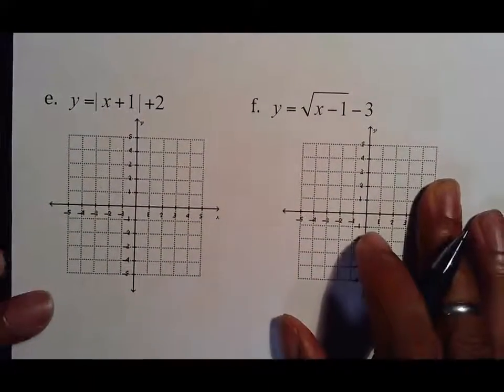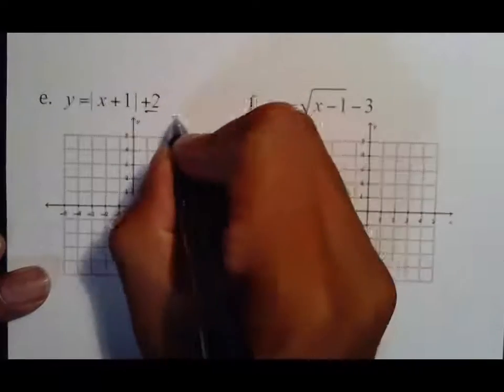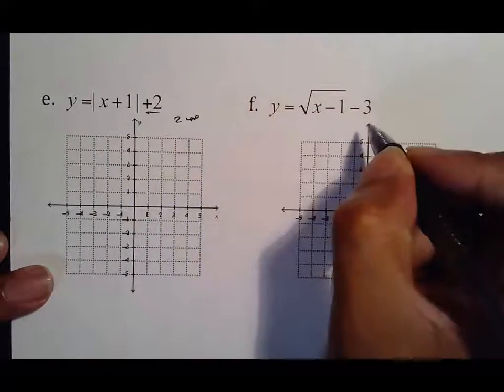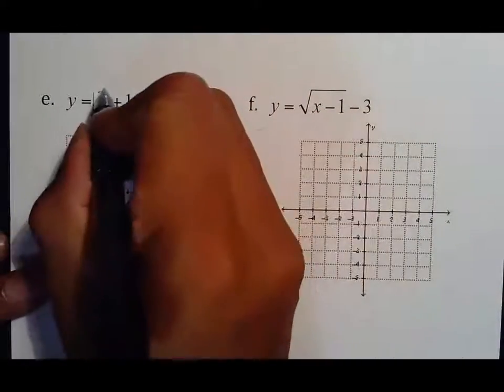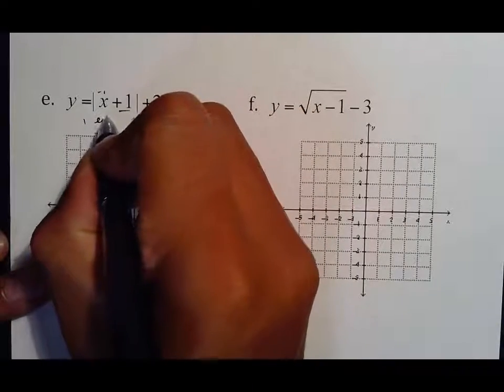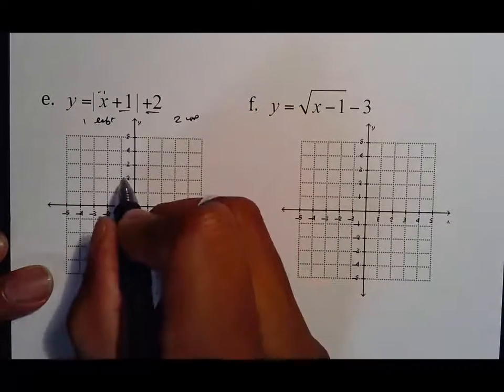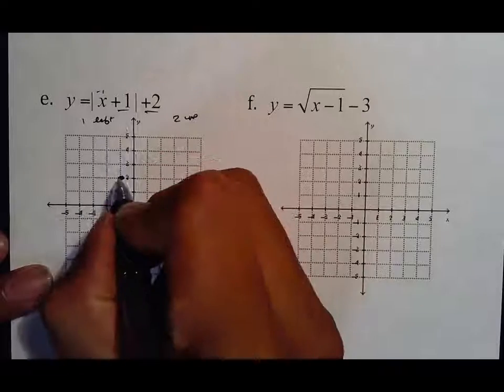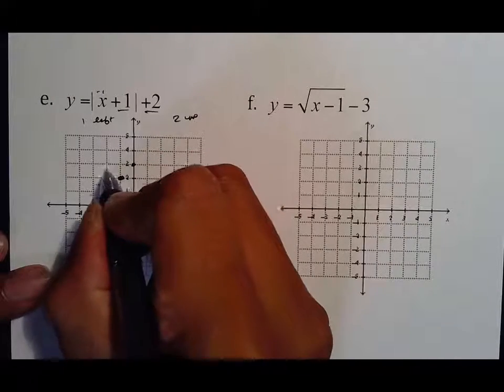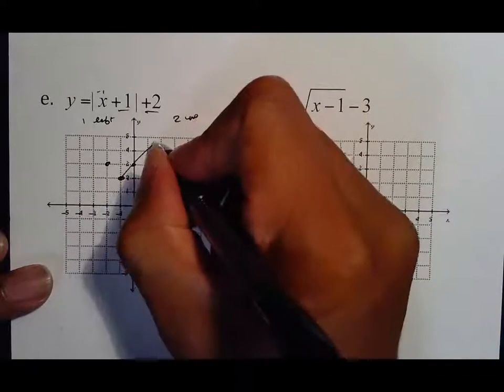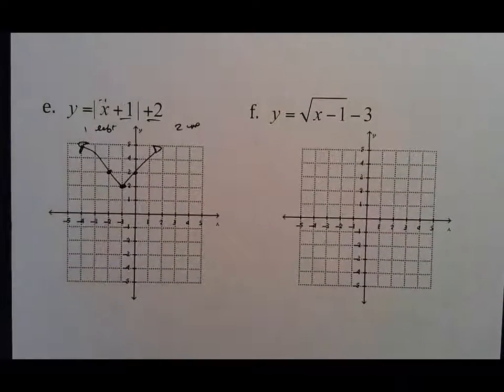Absolute value of x plus 1 plus 2. Again, first look at the outside number. This goes 2 up. Inside number, I think opposite, which means 1 left. So 1 left, 2 up. The shape is like a V, again, as you memorize it, because it's an absolute value parent function. And there you go.